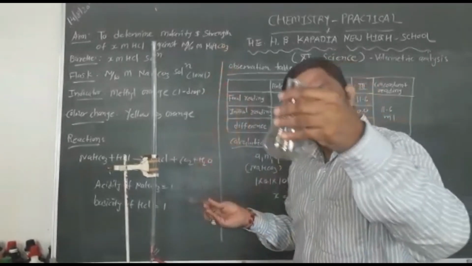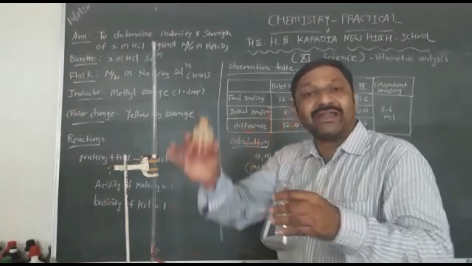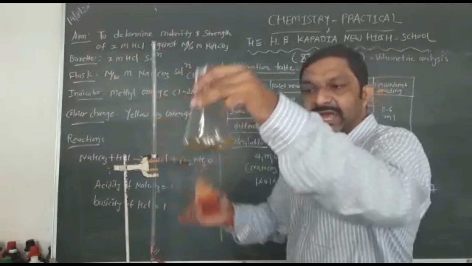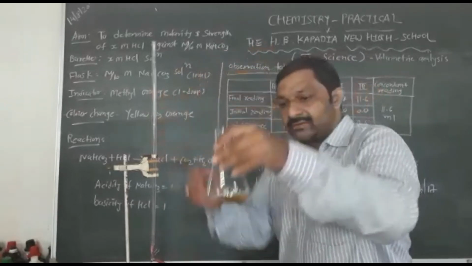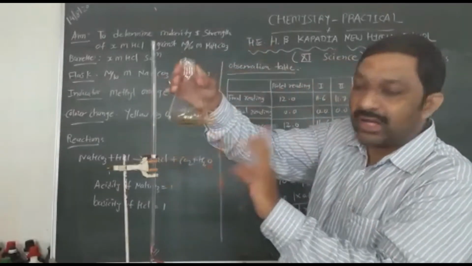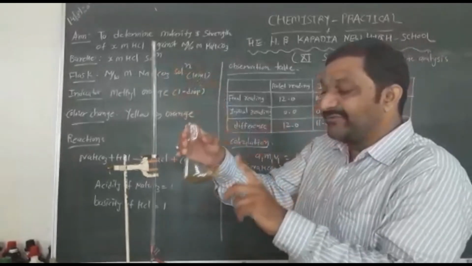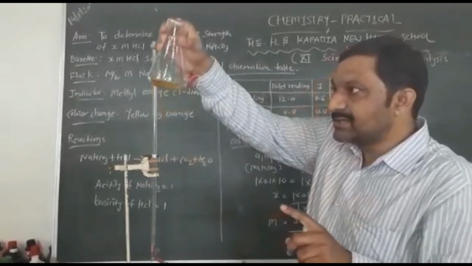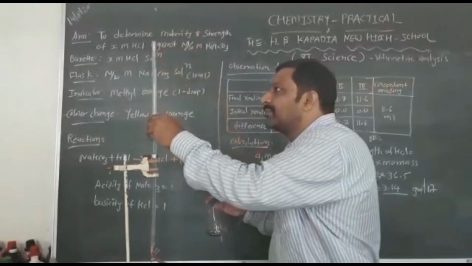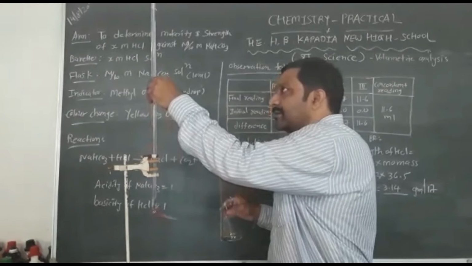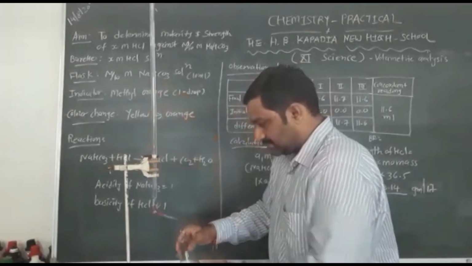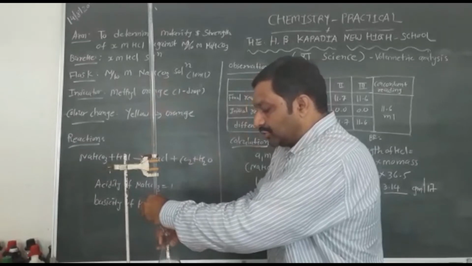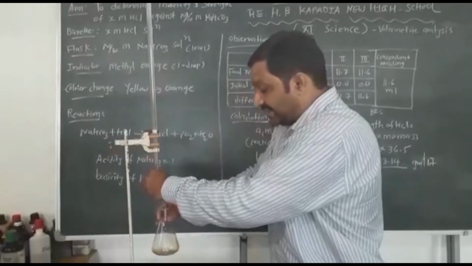So here is your solution. Now I will add 1 drop methyl orange and we will get yellow color. Now I will change the yellow color into orange. So I will start the titration now. You have to do your titration drop wise.